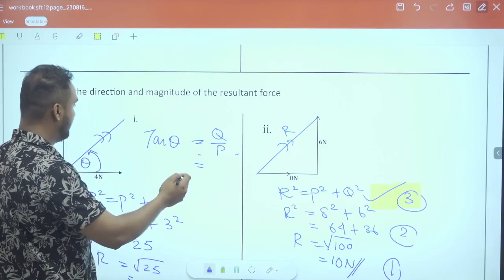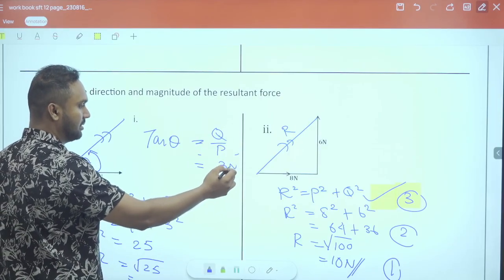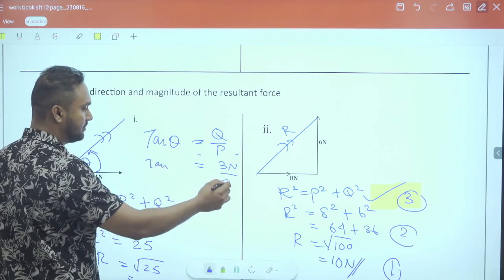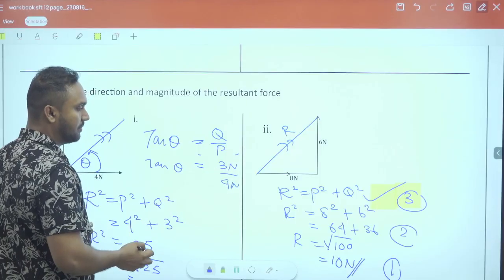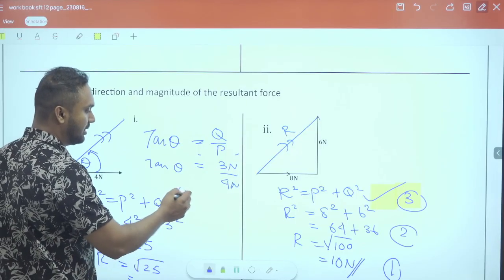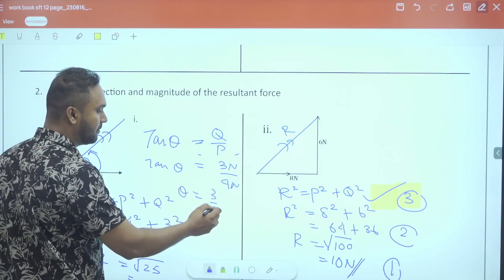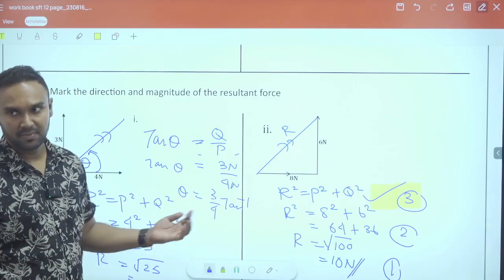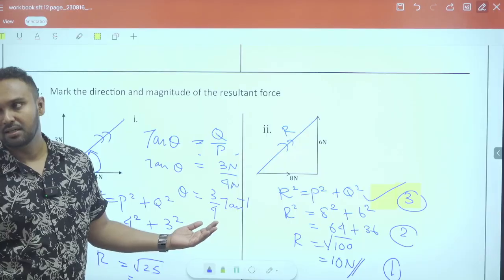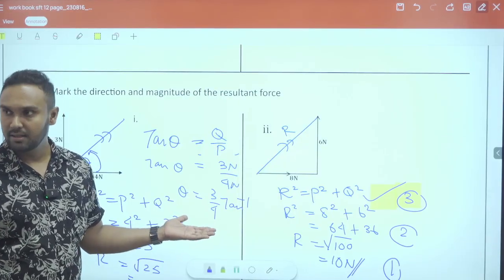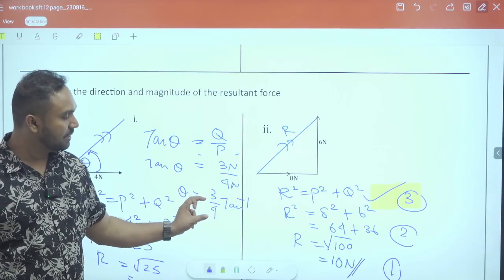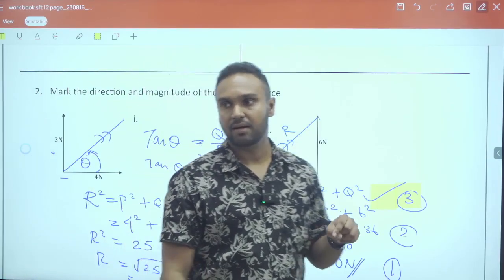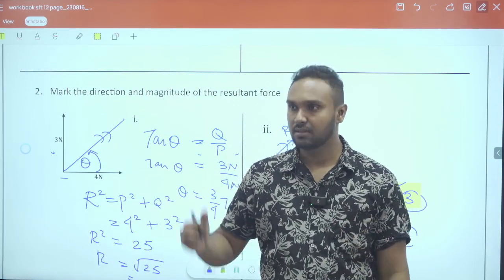Now here the Q is what? 3 newtons and the P is 4 newtons. So tan theta equals 3 over 4, and theta should equal tan inverse of 3 over 4. Now this is enough. If you want to find the angle in degrees, simplify this value and there's a tan inverse button in your calculator. You put it in and you get the angle in degrees.